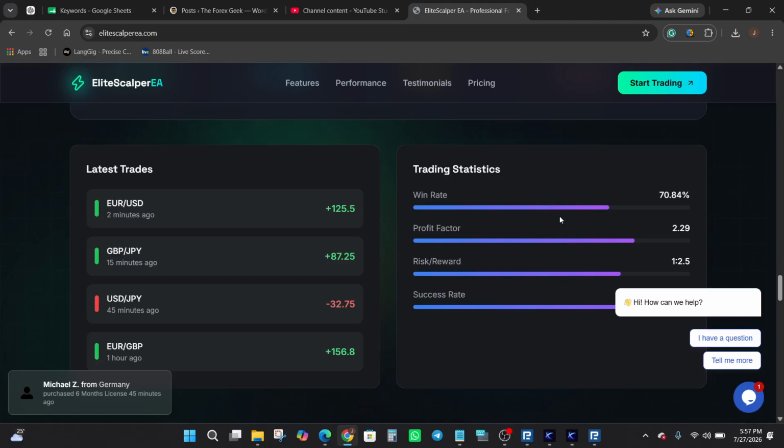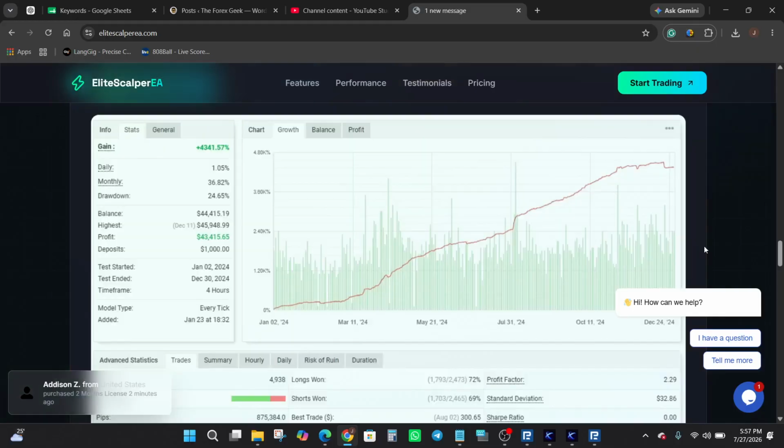As with any automated trading system, no EA is suitable for every trader or every market environment. So if you are interested in Elite Scalper, I would recommend taking the time to perform your own testing, optimization, and forward testing on a demo account before considering any live deployment. That will give you a much clearer understanding of how it behaves under your own trading conditions.